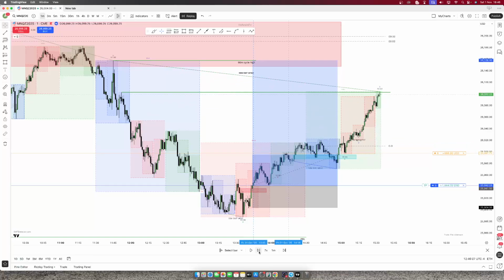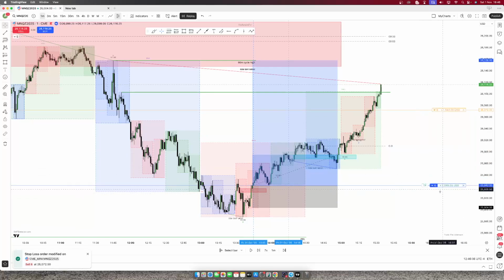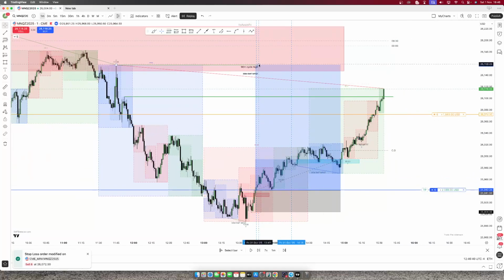Getting really close to that, and that is where we could have taken another partial at this point here, bringing the stop loss aggressively higher, right? Again, yes, I would be taking partials at this point. I wouldn't just be dragging my stop loss higher. But look, this is where we're targeting.